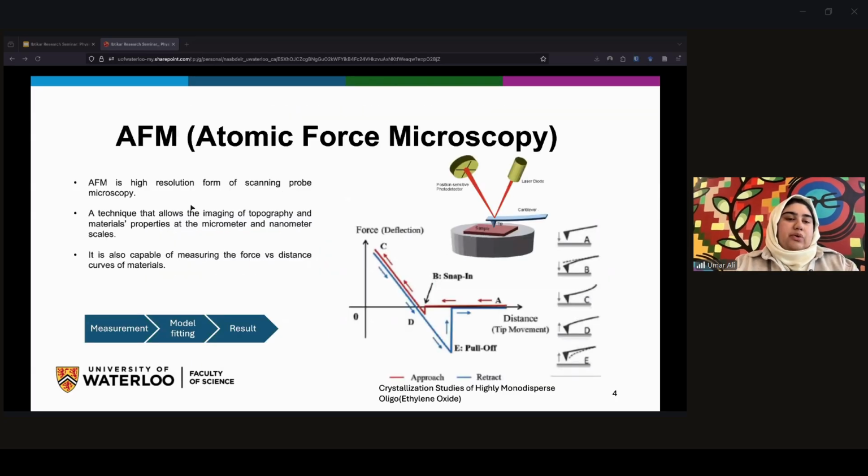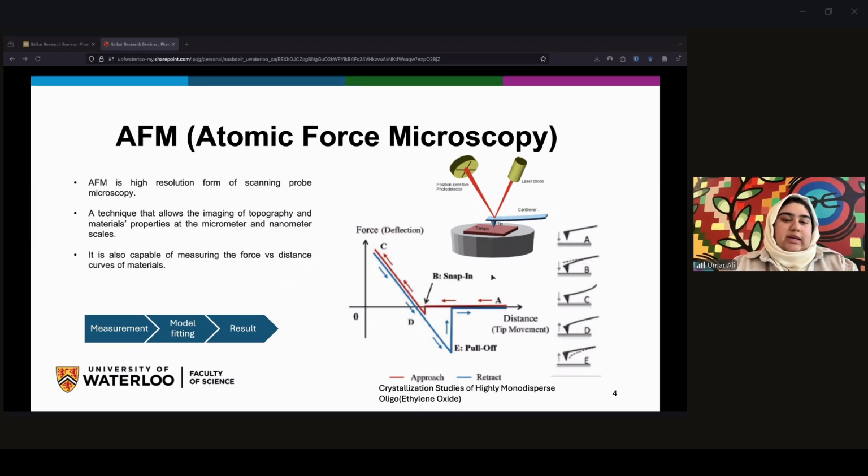AFM is a high resolution scanning probe technique, which is capable of imaging the topography as well as studying the material properties at nanometer scales. And it is also capable of measuring the force versus distance curve. In the next few slides, I will be talking on the measurements taken with the help of the force curve. So to discuss a little bit about the force curve is important.